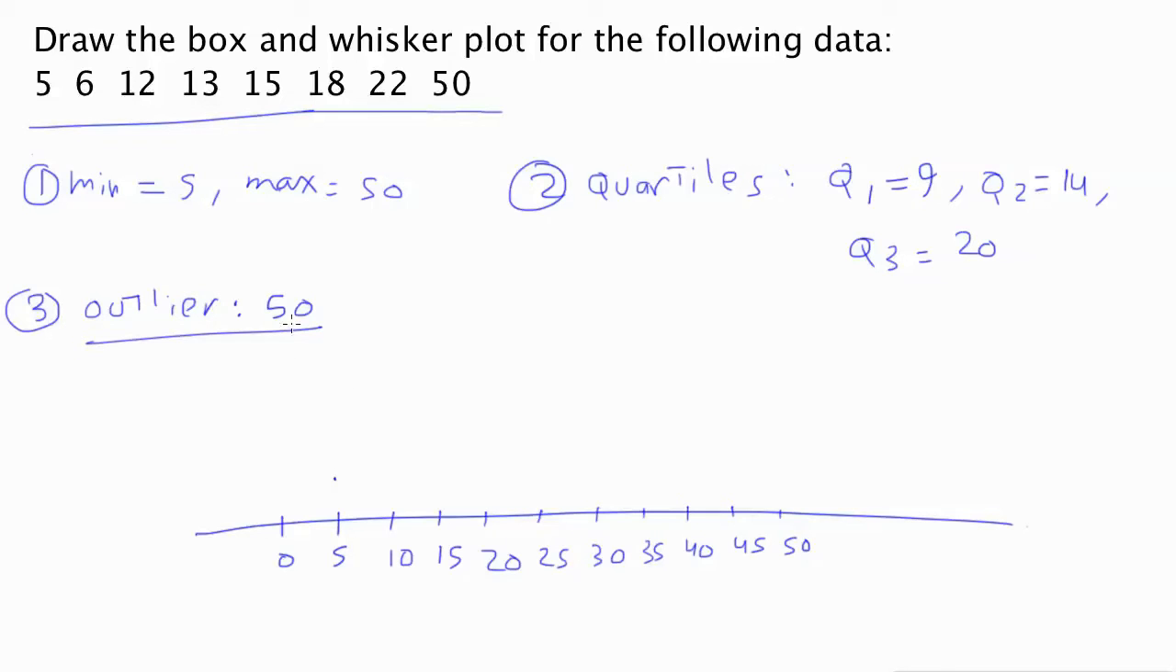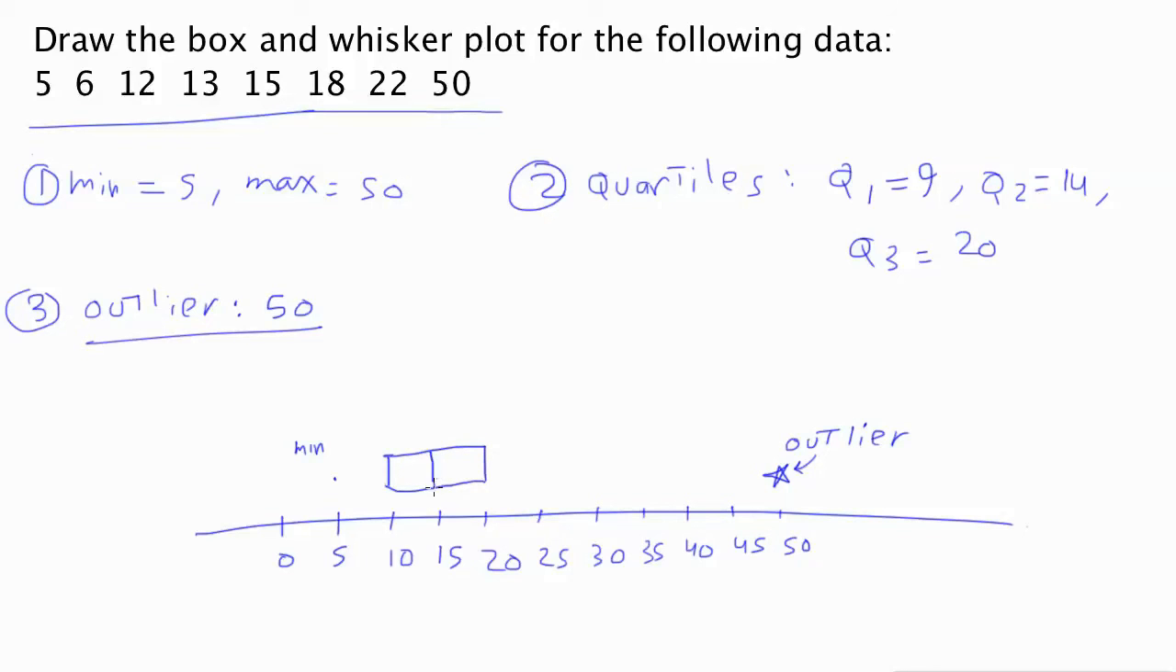The maximum is 50, but it's an outlier, so we show it as a star because this is an outlier. That means I have the outlier here, and this outlier is actually this star here. And in this case, I need to show also the quartiles as a box. So Q1 is 9, which is just before the 10, almost here. And then Q2 is 14, which is just before 15. And then Q3 is 20, which is here. Okay, so now I have the box formed from the quartiles.